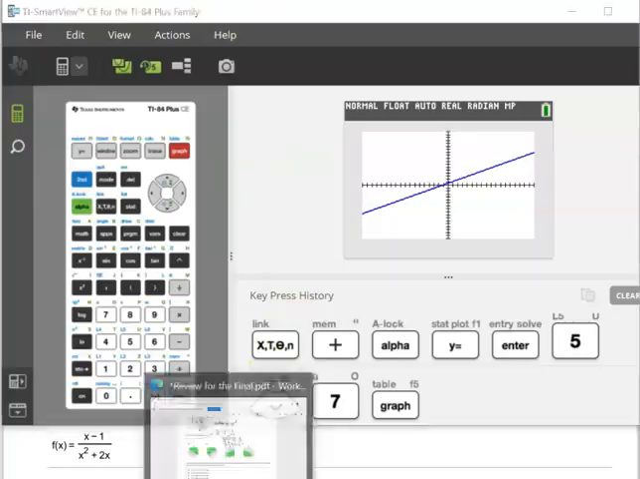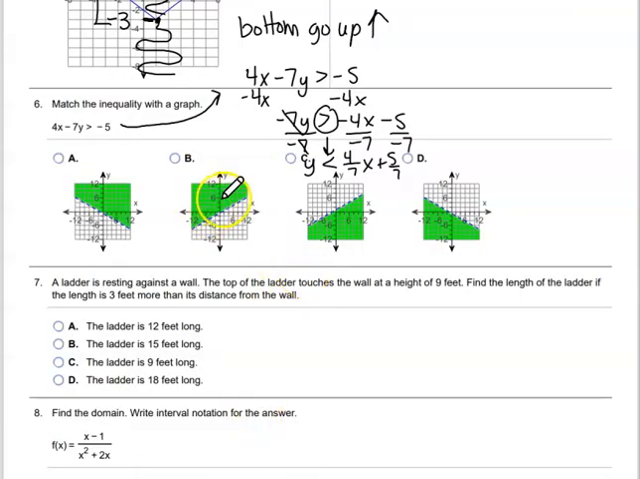When we go back to our paper, you can tell that both of these lines are the same. So A is going down. That's not going to be it. D is also going down. So our line was going up, so I know that it is either B or C now.